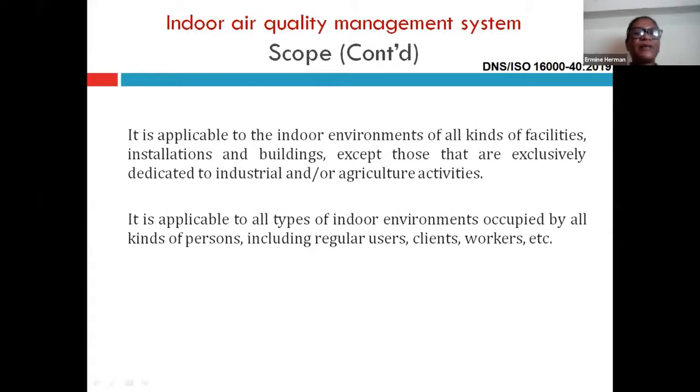It is applicable to the indoor environments of all kinds of facilities, installations, and buildings, except those that are exclusively dedicated to industrial and/or agricultural activities, because this would require a totally different management system because of the type of activities that would happen there. It is applicable to all types of indoor environments occupied by all kinds of persons, including regular users, clients, workers, etc.